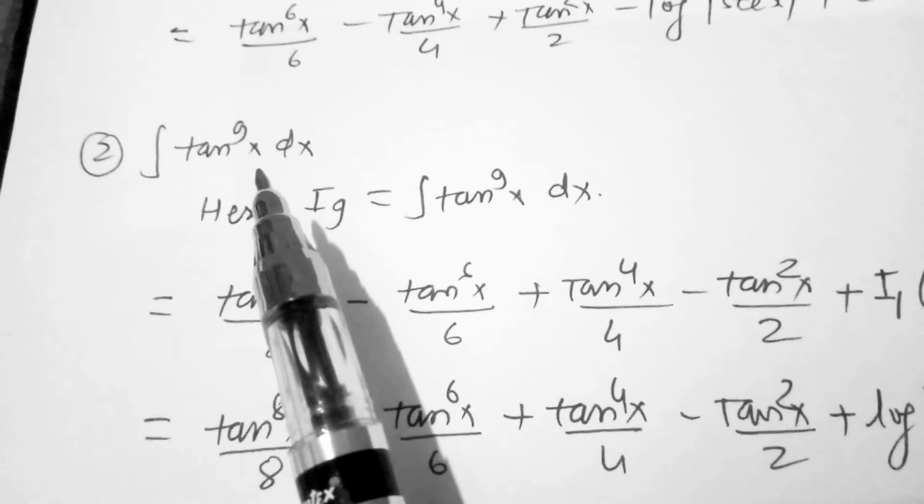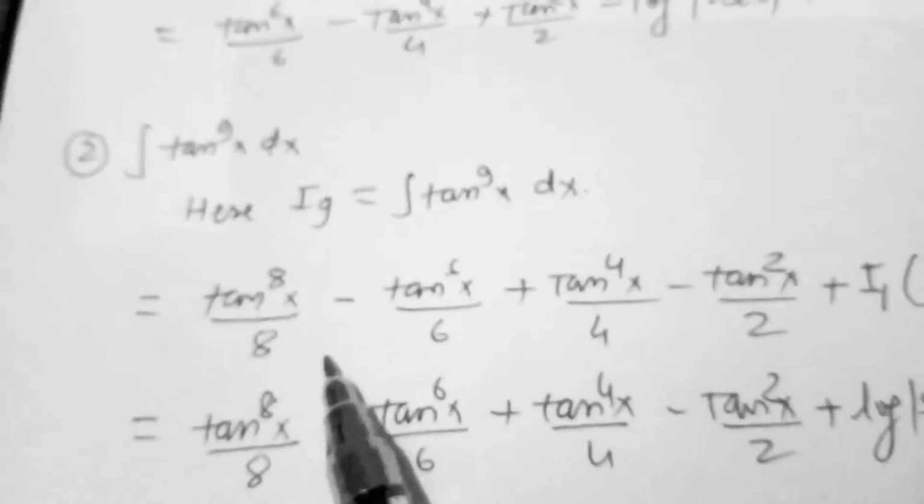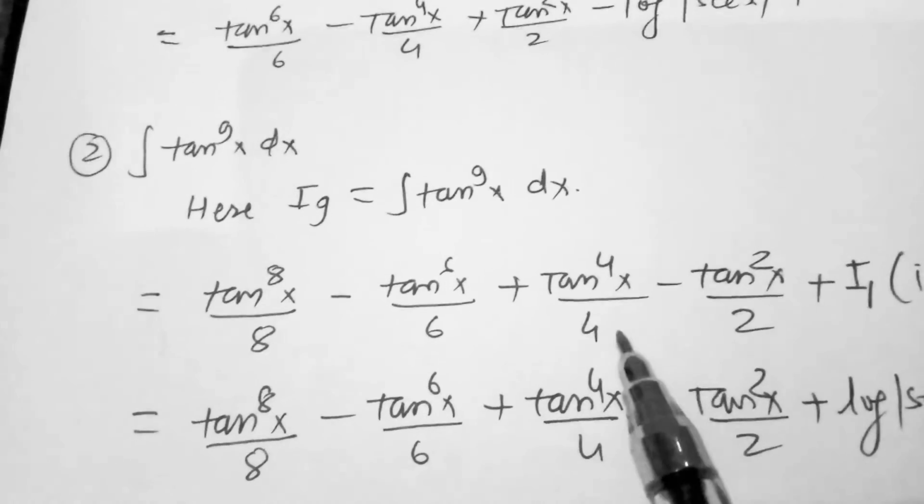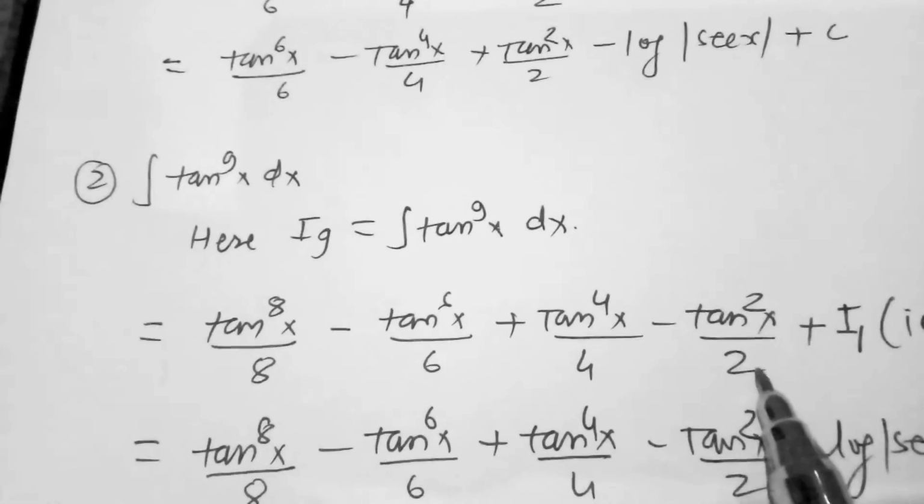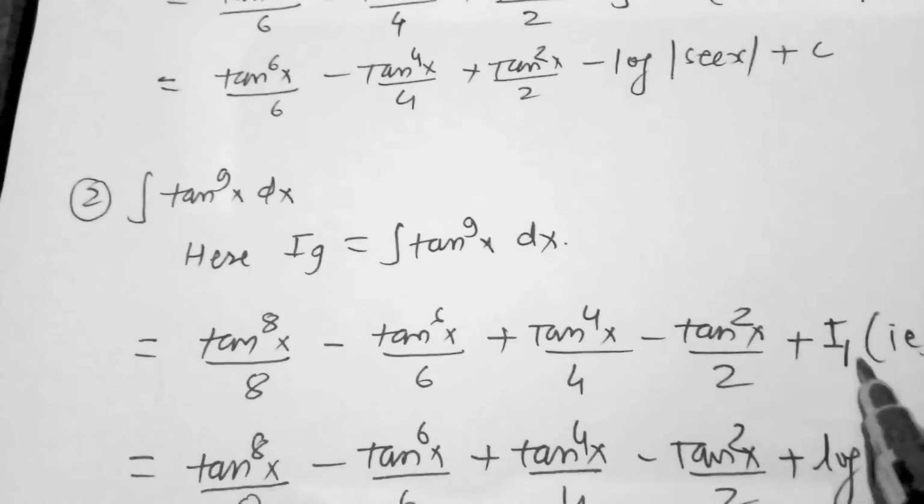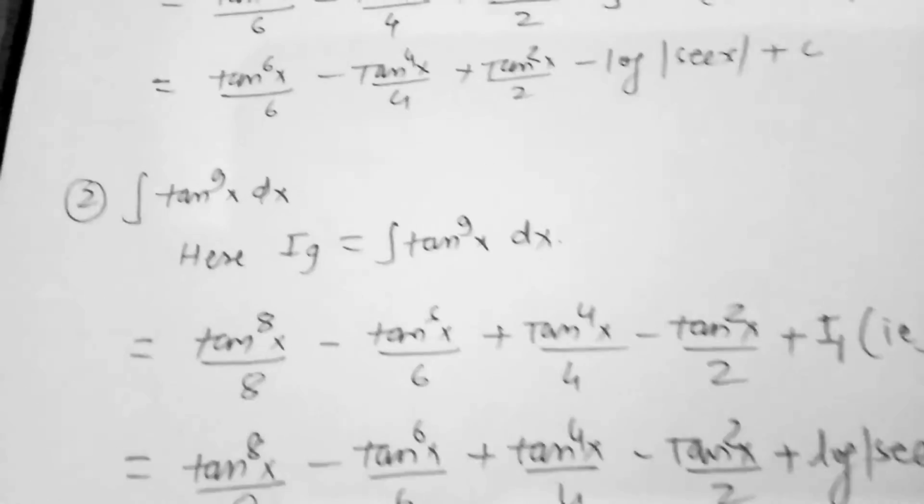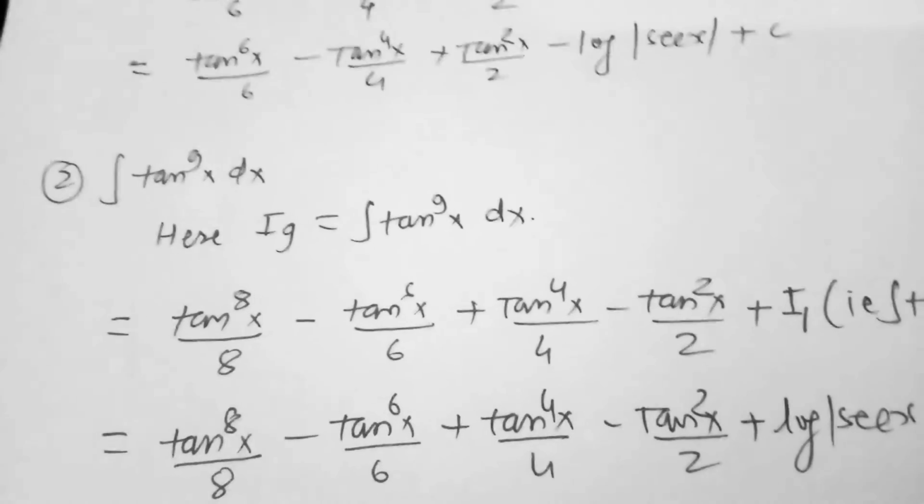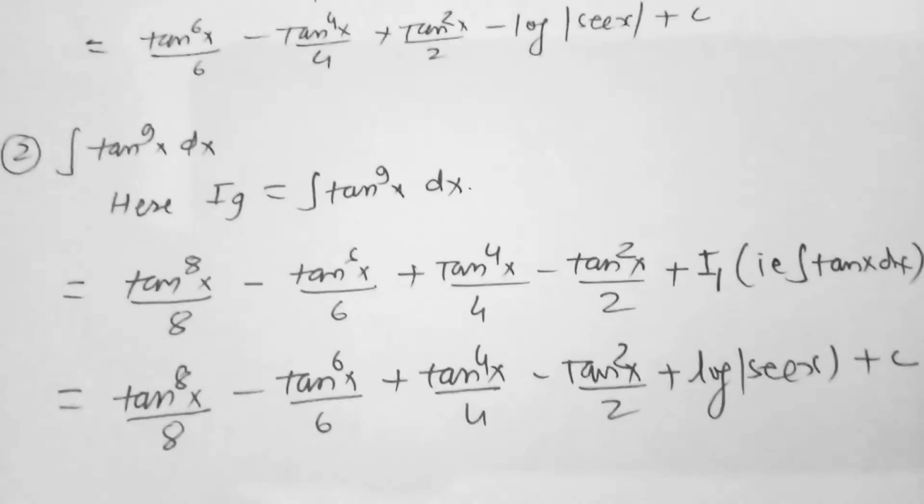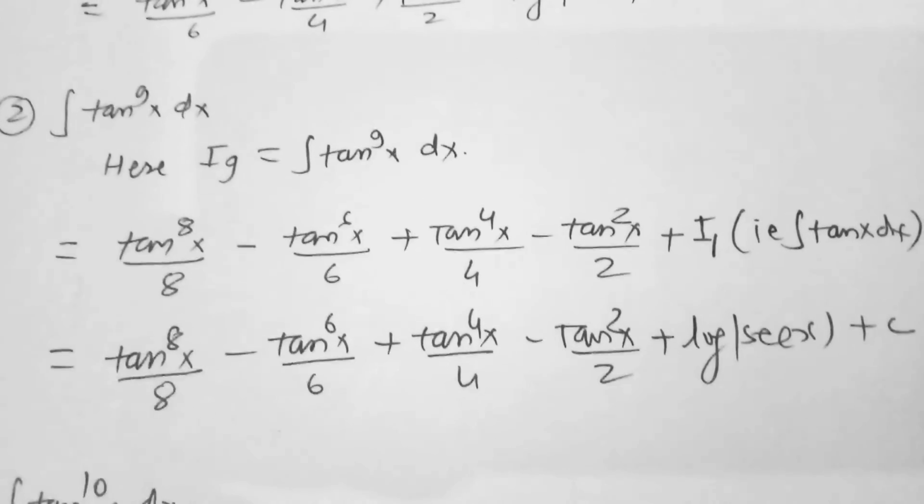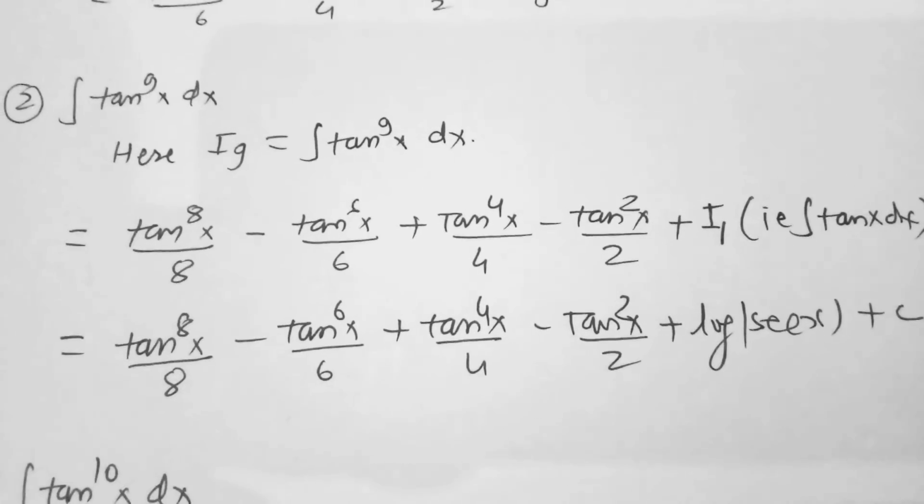Come to the next one, tan to the power 9x. So 8 by 8, 6 by 6, 4 by 4, 2 by 2. Okay, 2 by 2, and the power is 2, therefore this is I1, right? I1 means integration of tan x. Integration of tan x is what? Log of sec x, right?